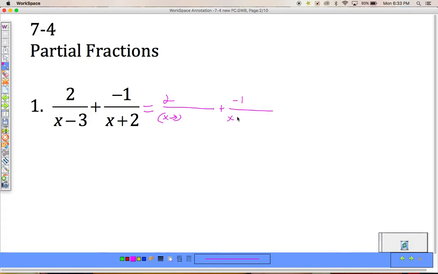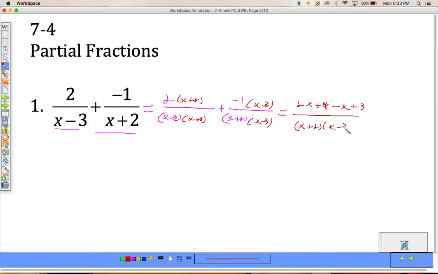Make it a little bigger so I can fit stuff on it. My common denominators can be both of these. So I'm going to put an x plus 2 on the top and the bottom of my first one, and an x minus 3 on the top and bottom of my second. I'm going to distribute, over x plus 2, x minus 3. Clean up the top. I'm going to get x plus 7, and I'm going to FOIL the bottom. I get x plus 7 over x squared minus x minus 6.